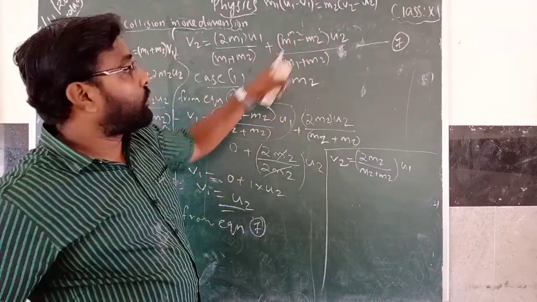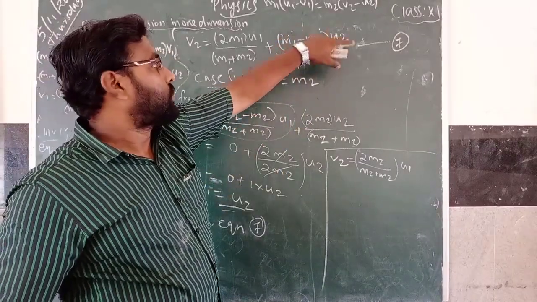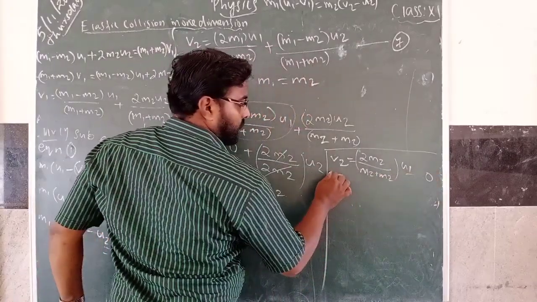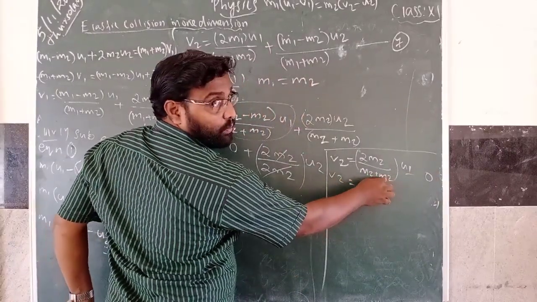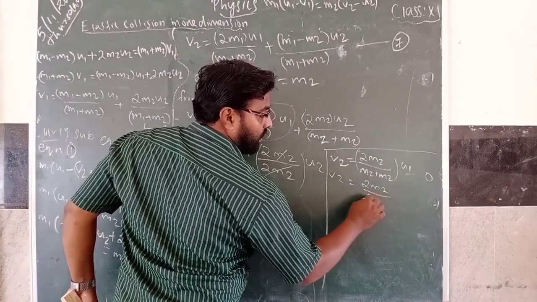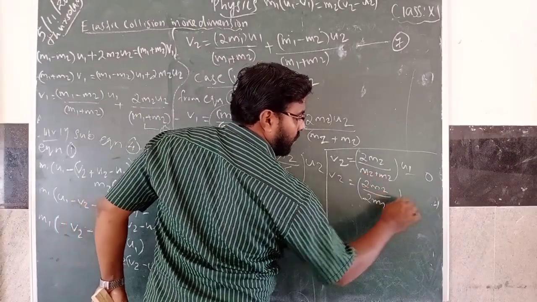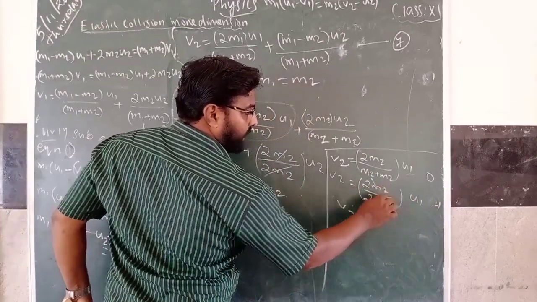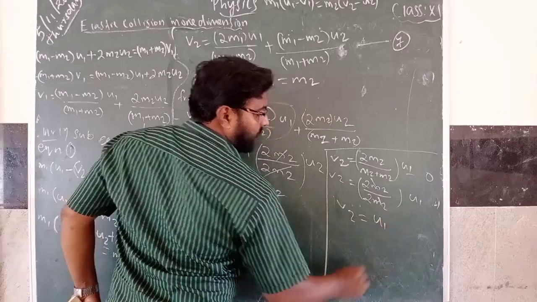So M2 minus M2 is what? 0. So the whole term becomes 0, so no need for this. So V2 is equal to 2M2 by M2 plus M2, that is 2M2 by 2M2 into U1. So V2, cancel, you will get U1.